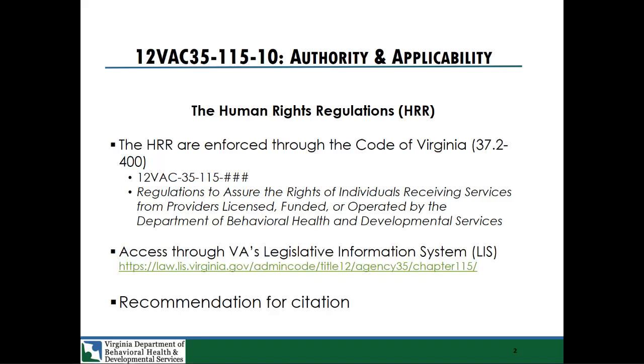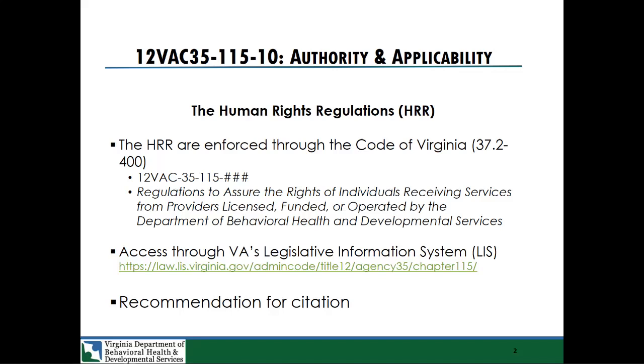The best way to access the human rights regulations is through Virginia's Legislative Information System, or the LIS. And for your convenience, the link to our regulations is on the OHR webpage, which can be accessed through the main DBHDS website.